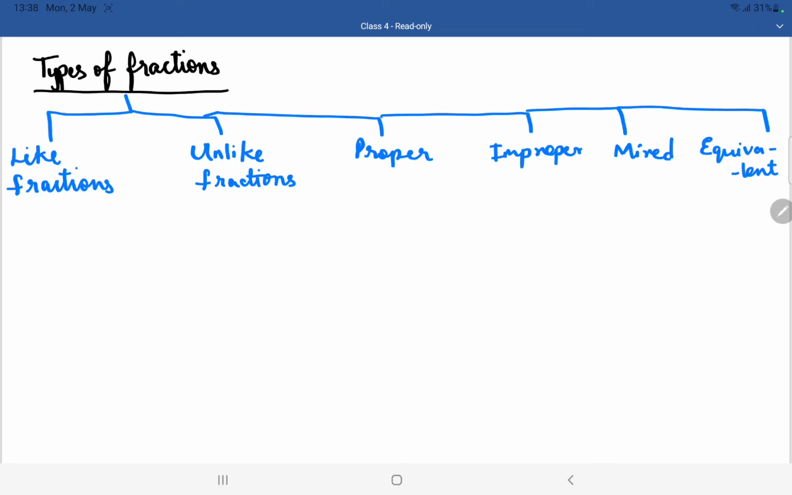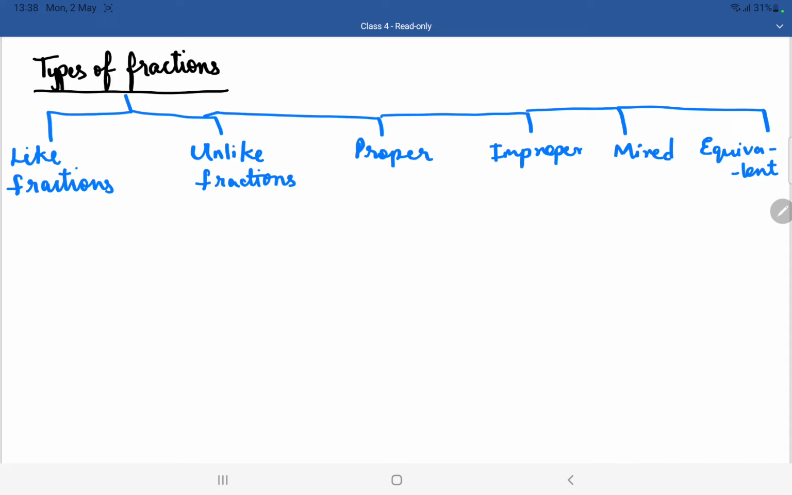Now let us see the types of fractions. So in the types of fractions, we have like fractions, unlike fractions, proper fractions, improper fractions, mixed fractions and equivalent fractions. So these are the types of fractions.